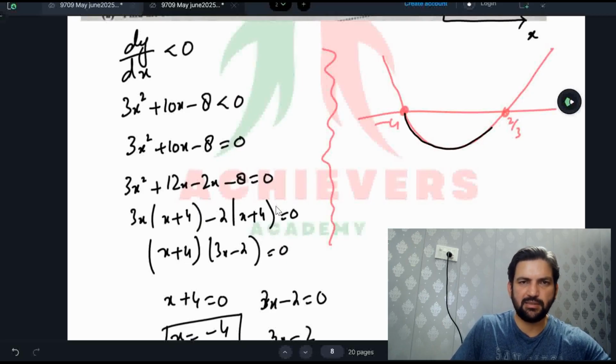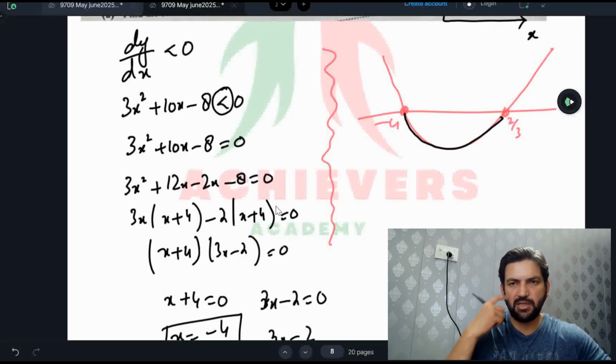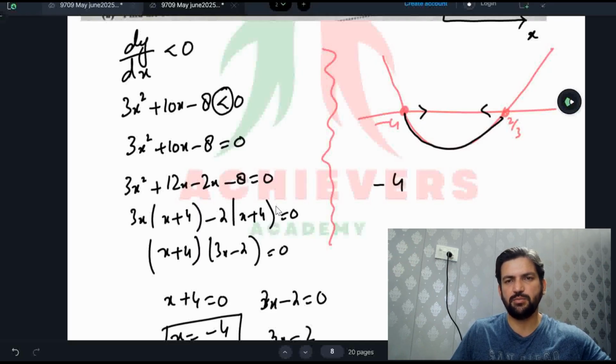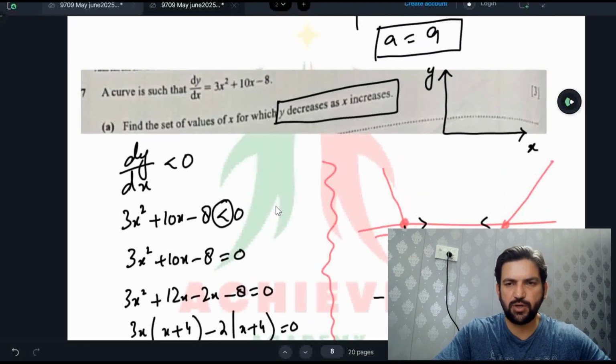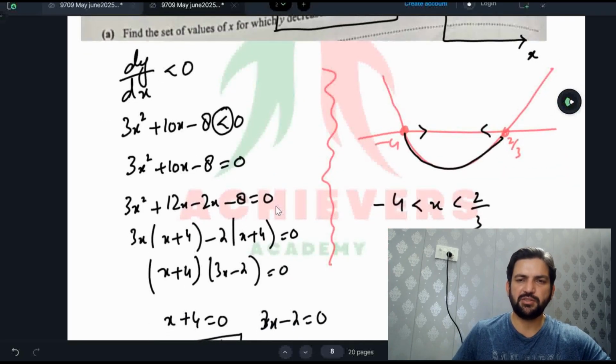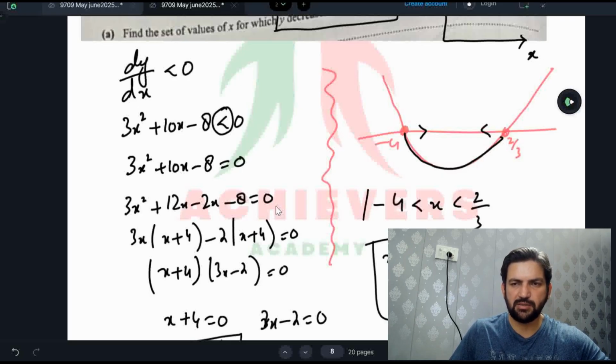Now the inequality is less than 0. Less than 0 means the region below this line. So we have to decide the final inequality. This should be between minus 4 and 2 by 3. Or we can say x should be greater than minus 4 and x should be less than 2 by 3. This will be the final answer.